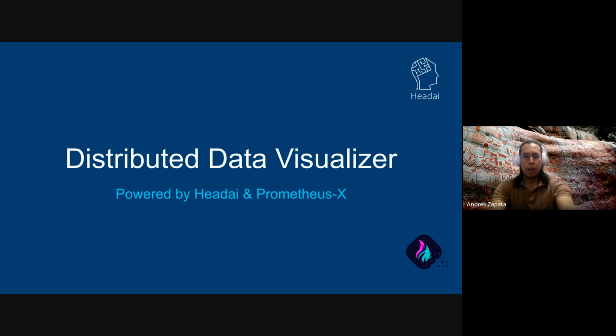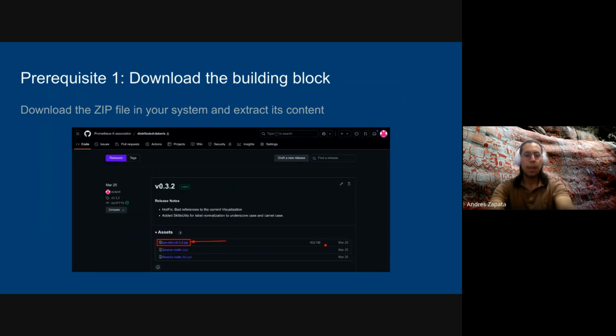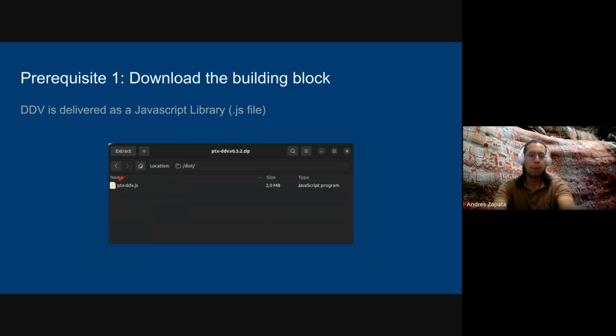So before starting, we have some prerequisites. The first one is downloading the building block. You must go to the official repository of the Distributed Data Visualizer, and in the section of releases, you can access the latest stable version and download it from the section in the assets. So you will find a zip file. Once you have it in your local machine, you will open it, and there you will find this ptx.ddb.js file. This JavaScript file contains the implementation of the building block, and it's served as a JavaScript library.